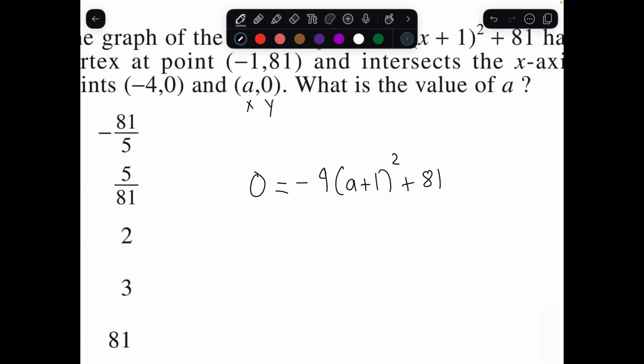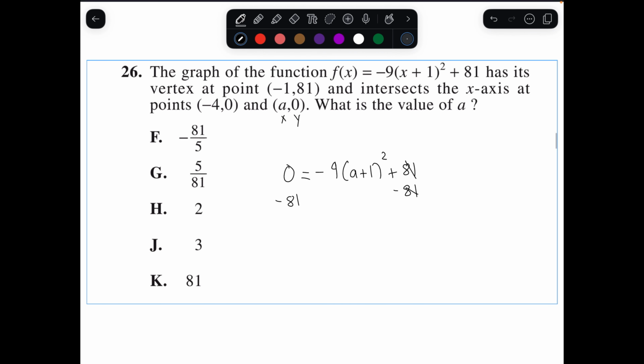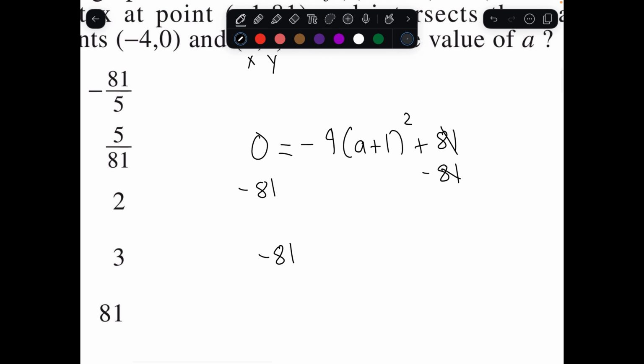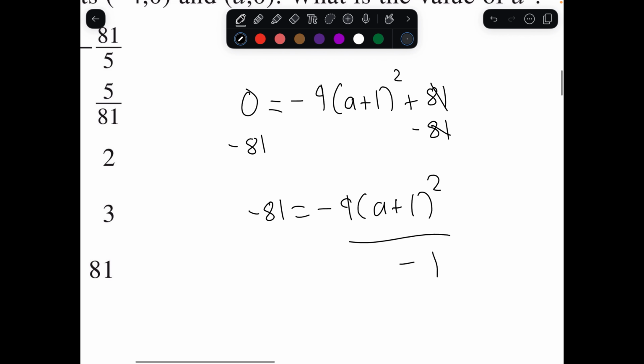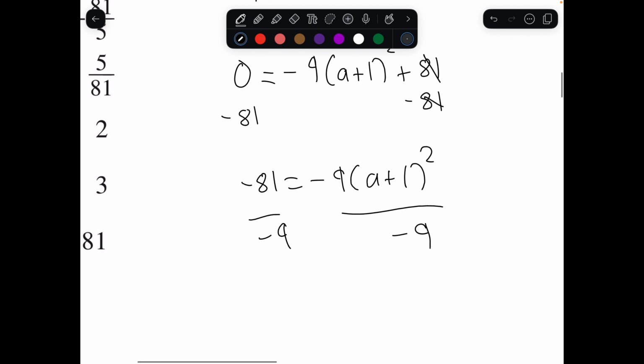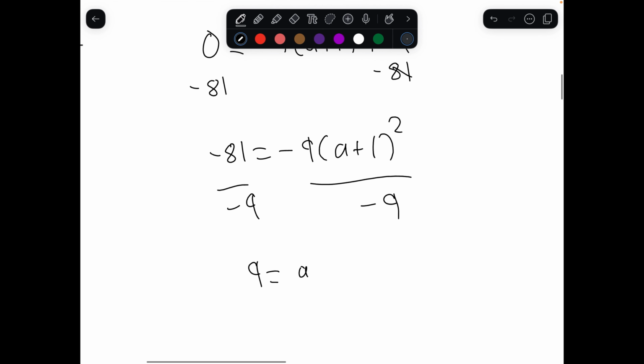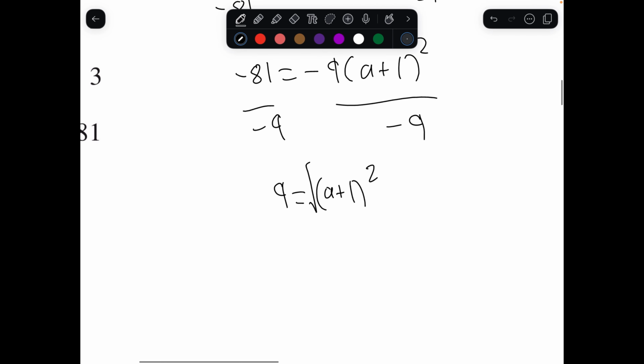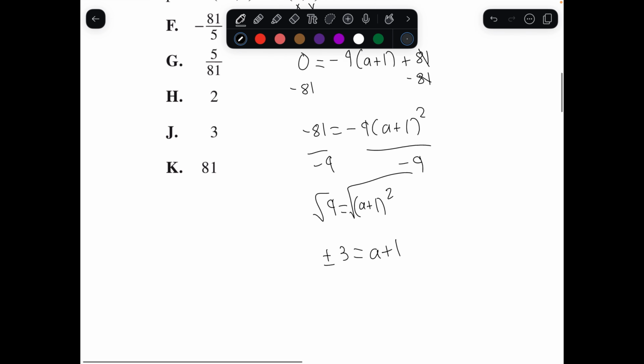So subtract 81, minus 81 equals negative 9 times a plus 1 squared. Divided by negative 9, divided by negative 9. 9 equals a plus 1 squared. And now we have to square root it. So you get plus minus 3 equals a plus 1, right?